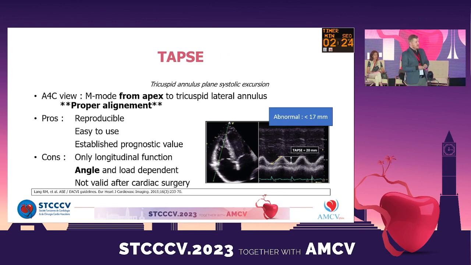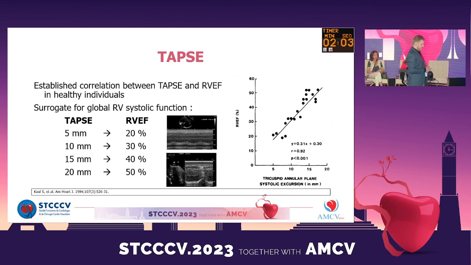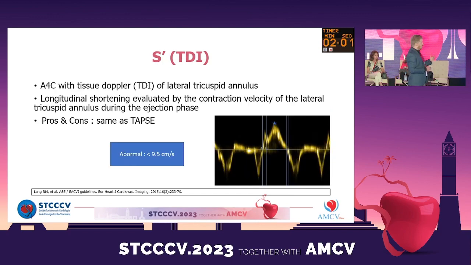So you can use the TAPSE, as you all know. I just wanted to stress the proper alignment is very important. So the M mode needs to pass by the apex towards the tricuspid lateral annulus. It's reproducible if you do it like this. It's easy to use, but it's angle and load dependent and only evaluates longitudinal function. You can do the S-wave also. It's the same pros and cons as the TAPSE.